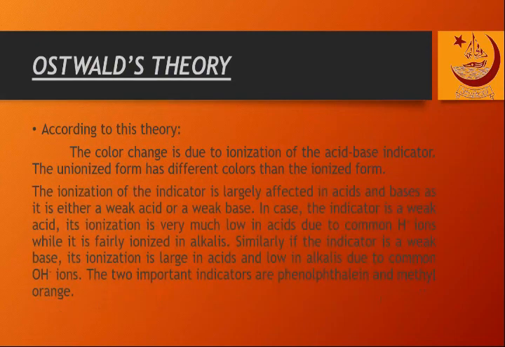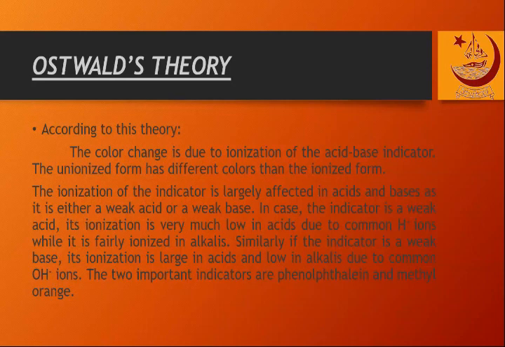The ionization of the indicator is largely affected in acids and bases, as it is either a weak acid or a weak base. In case the indicator is a weak acid, its ionization is very much low in acids due to common H-positive ions, while it is fairly ionized in alkalis. Similarly, if the indicator is a weak base, its ionization is large in acids and low in alkalis due to the common hydroxyl ions.